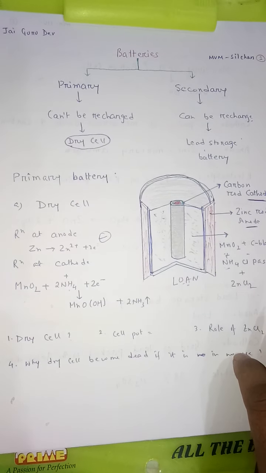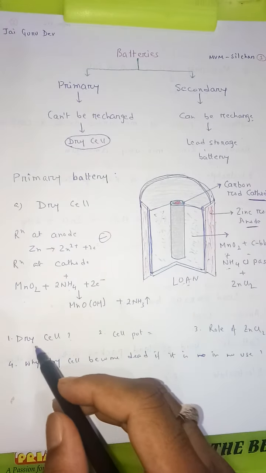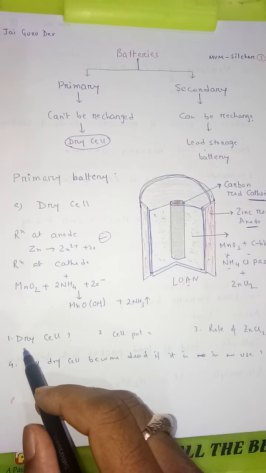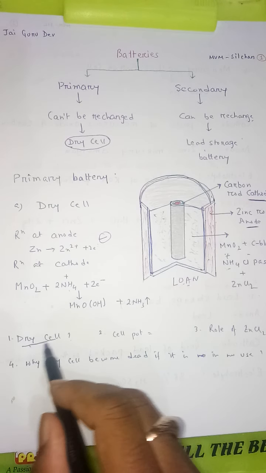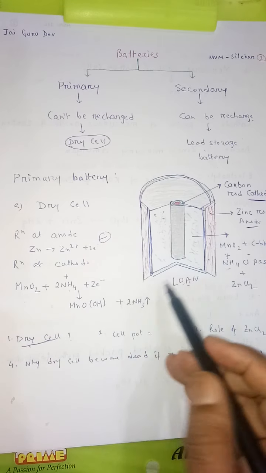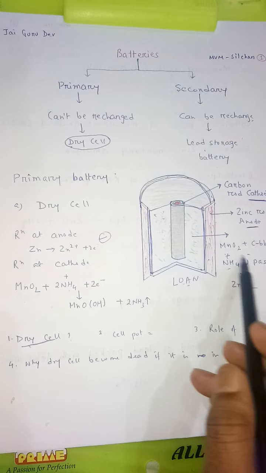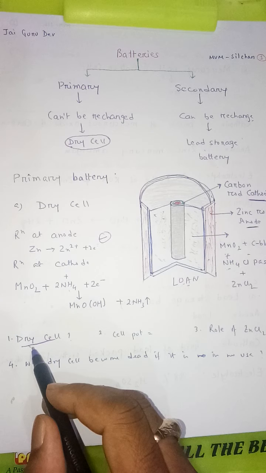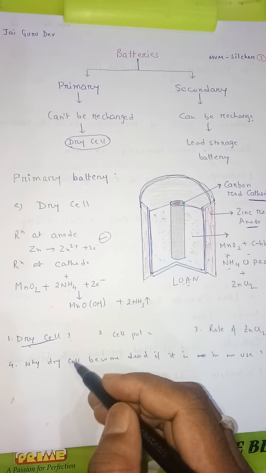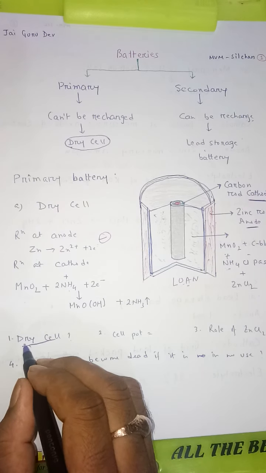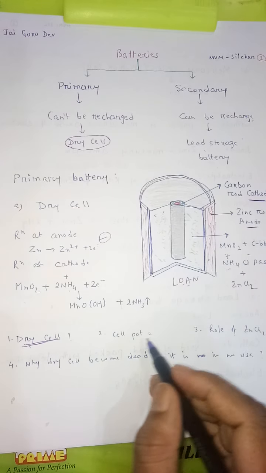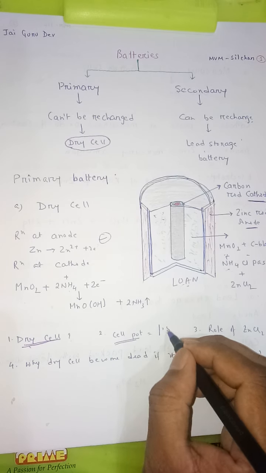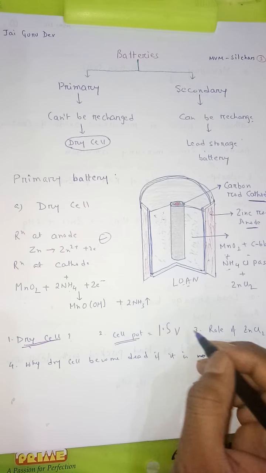Now some questions arise from this one. Why is this called a dry cell? The answer is that the electrolyte we have used there is in solid form. So this is why it is called a dry cell. The cell potential of this one, if you go through those batteries, you will get 1.5 volt.